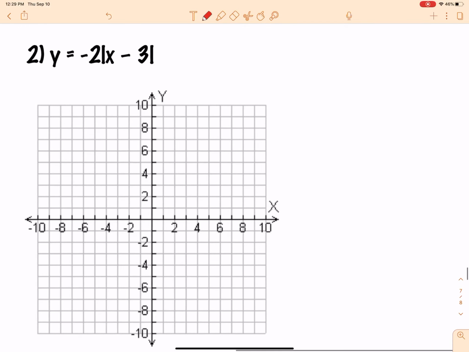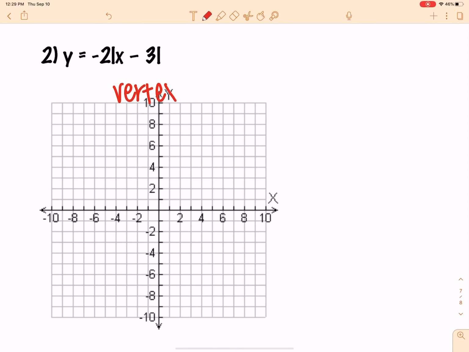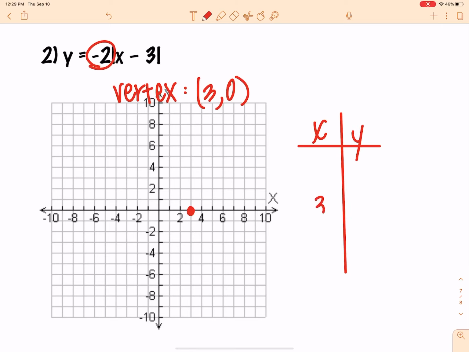So for number 2, you have to quickly be able to find your vertex. So your vertex is opposite of the inside. So opposite of -3 is 3. And then whatever's on the outside, there's nothing there. So it's (3, 0). So you plot (3, 0). We know this is going to face down, and that's also our slope. So two ways you can do this. We can either do (3, 0) and find one number below and above and plug it into our equation. Or we can use -2 as our slope. So it'd be down 2/1 on each side. Plot these two points. And then you're going to have your absolute value graph.